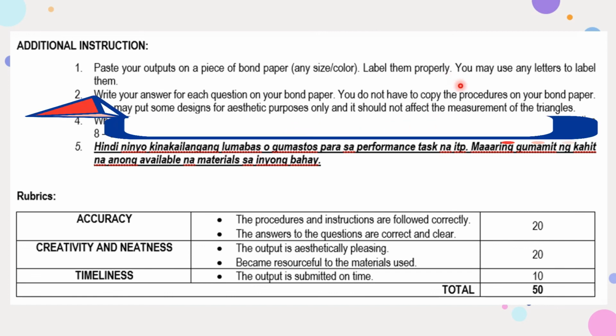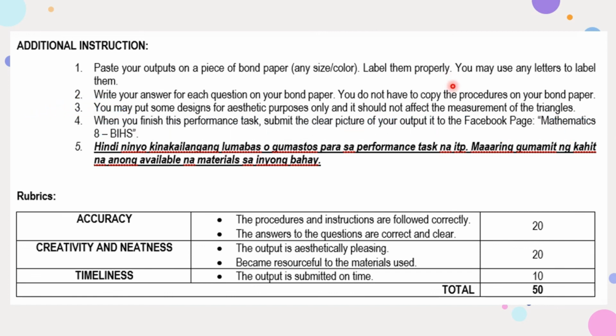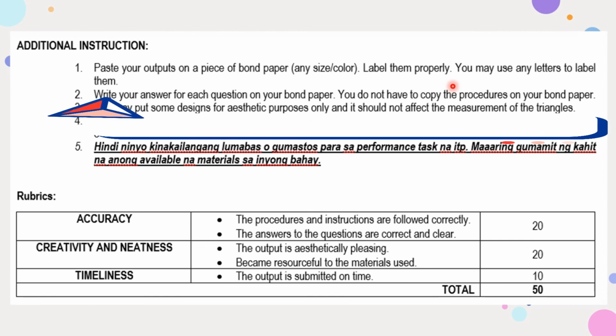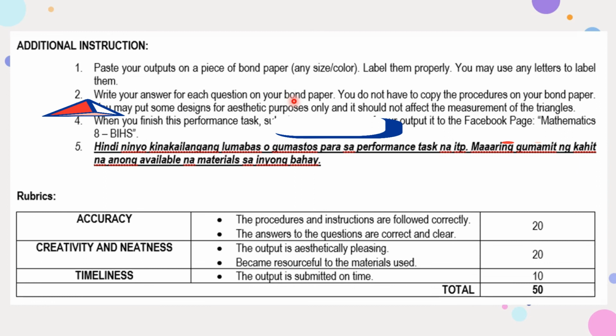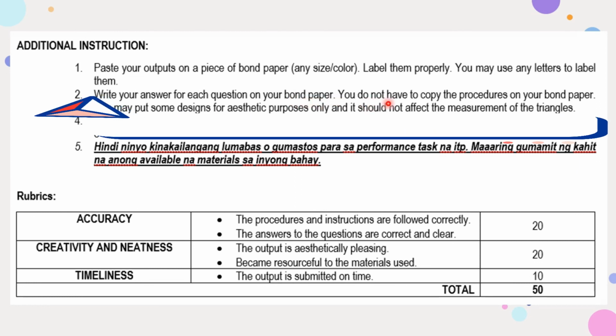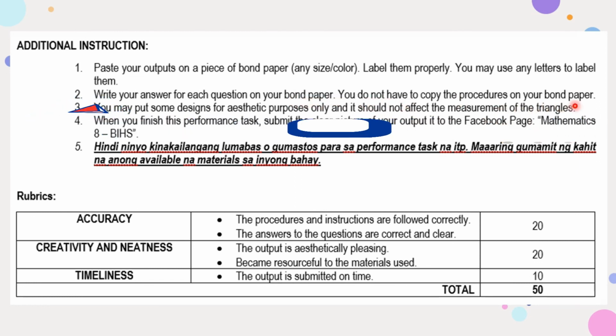Lagyan nyo ng label. Kung gusto nyo ABC, pero bahala kayo. Kung gusto nyo pangalan nyo, basta 3 letters. Yung dalawa. So, bali 6. You may use any letters to label them. Ayun na nga. And then, write your answers for each question on your bond paper. You do not have to copy the procedures on your bond paper.